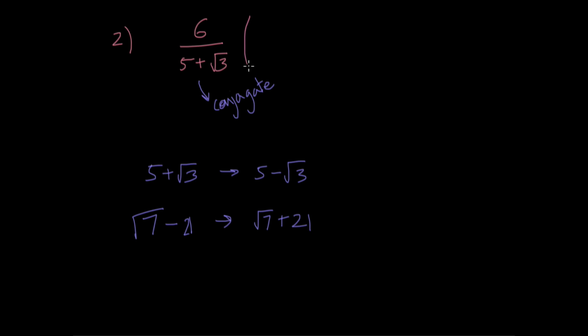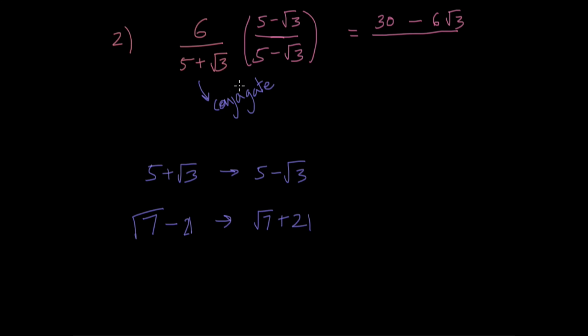So we have to multiply this by the conjugate, which is 5 minus root 3. And what you do to the denominator, you have to do to the numerator. So this is 6 times 5 minus root 3. And now you have to expand it out. 6 times 5 is 30. 6 times negative root 3 is negative 6 root 3.